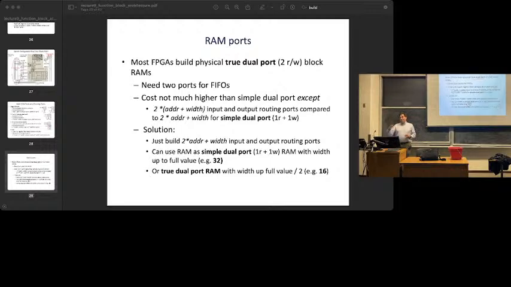Again, in lab 3, you'll see there's a restriction that if you're in true dual port mode, you can't use the full width of your RAM. You can only use it in kind of half of its maximum width, and it's coming from this constraint. You don't want to build all those routing ports. So your CAD system, which you guys are writing, has to enforce that. Does that make sense? Okay. So that's it kind of for block RAM. That's kind of your menu of trade-offs.